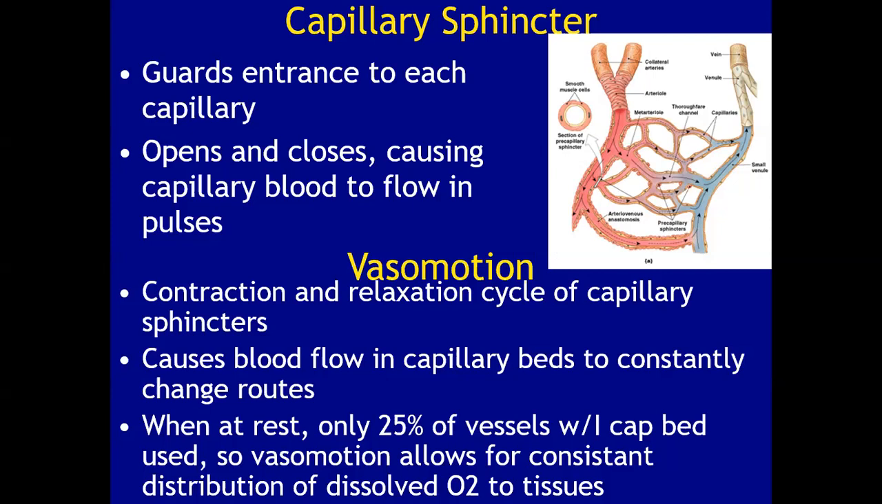So the last sentence down there at the bottom: when it rests, only 25% of the vessel within the capillary bed is being utilized. About a fourth of it we're routing blood through. So this vasomotion allows us to continually adjust how much blood an area, a tissue type, a muscle, an organ even receives. How much do we send through it?